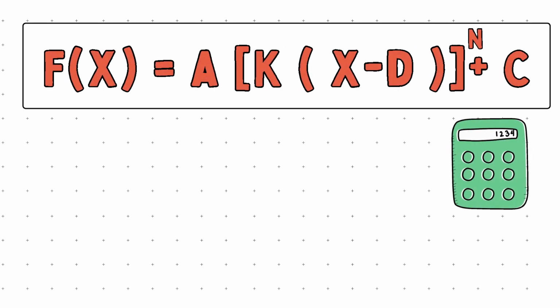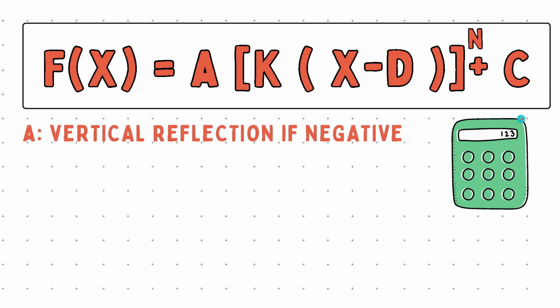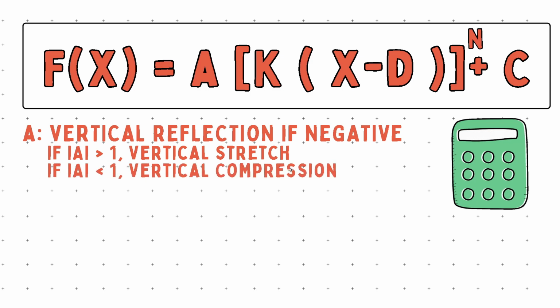So first, it's important to understand what each variable does in a transformed function. First with a, there's vertical reflection if a is negative. If the absolute value of a is greater than 1, there's a vertical stretch. If the absolute value of a is less than 1, there's vertical compression.